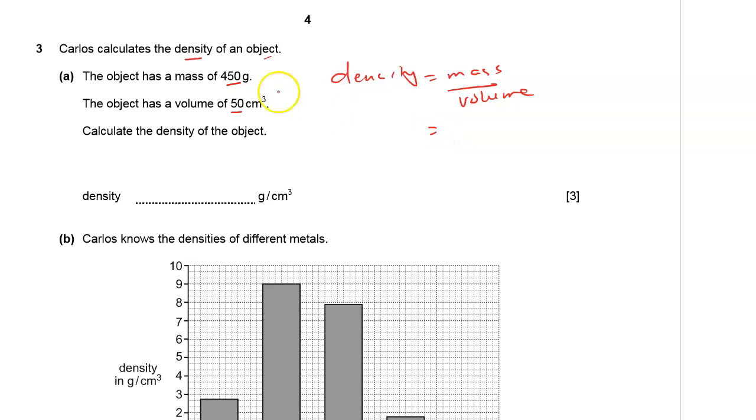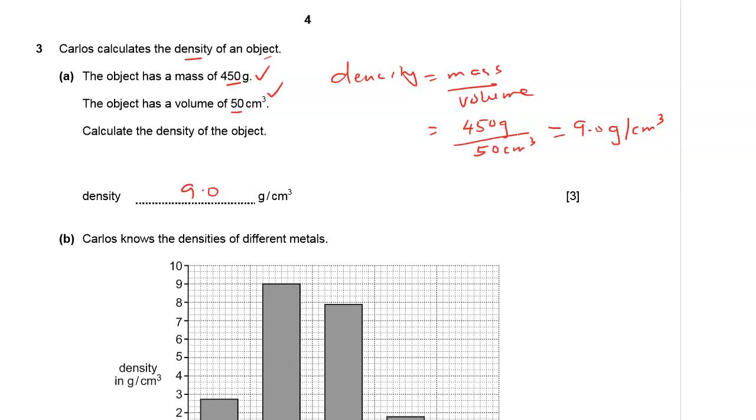The mass is given here as 450, so we need to use that, 450 grams. Volume is given as 50 centimeters cubed, so 50 centimeters cubed. 450 divided by 50 will give us 9. So the density is 9 grams per centimeter cubed. That is what you write here, 9 grams per centimeter cubed.